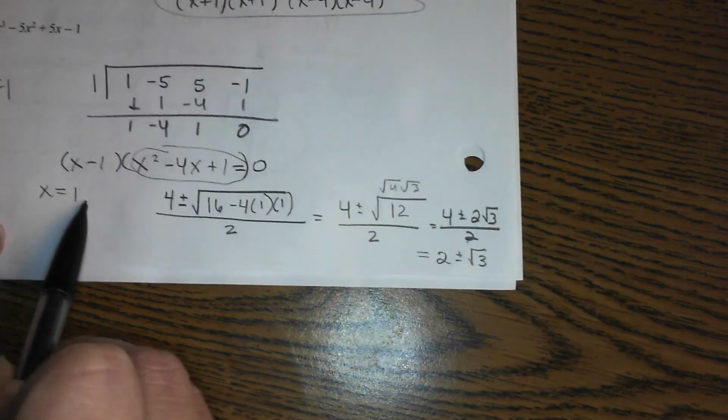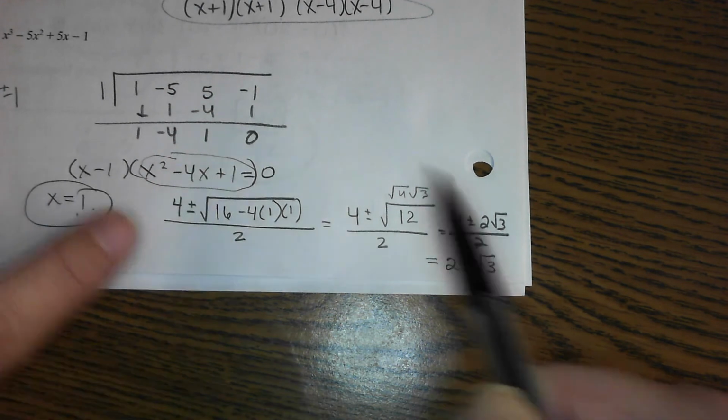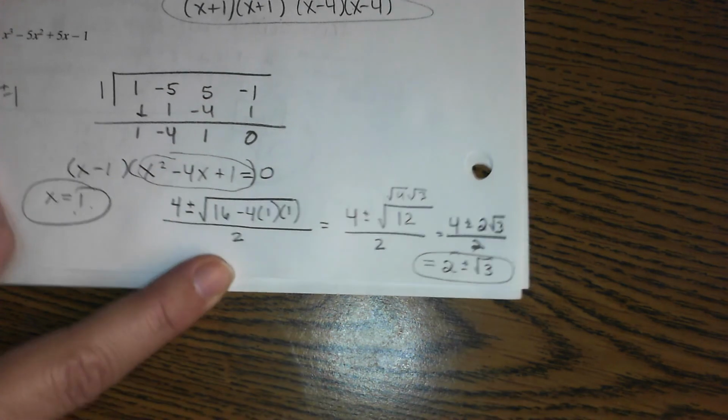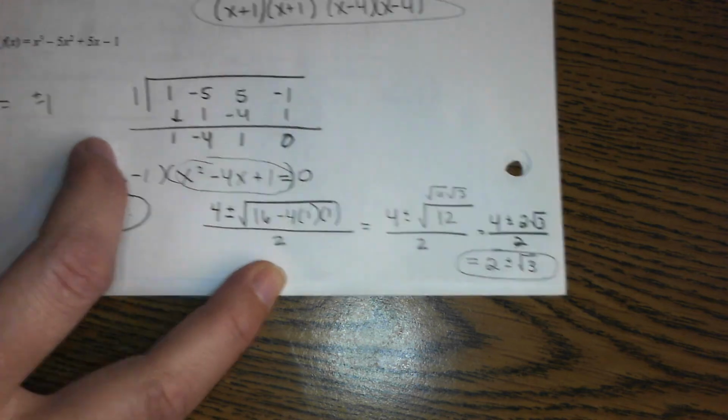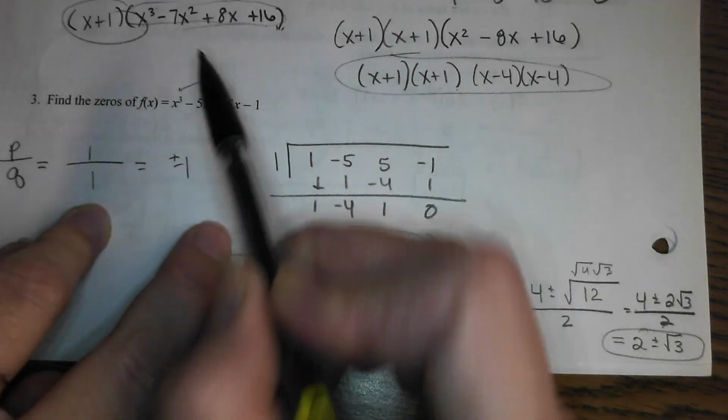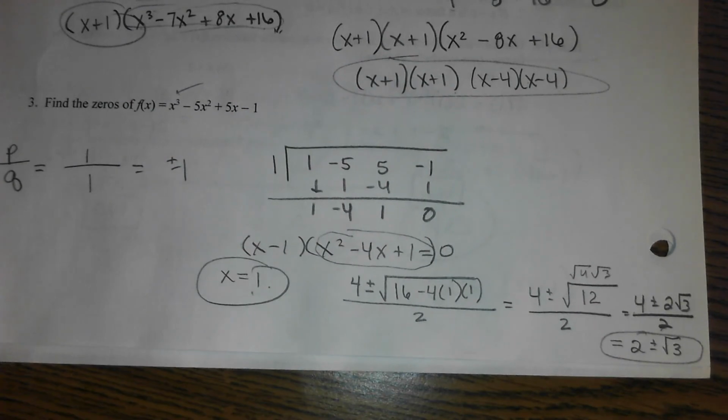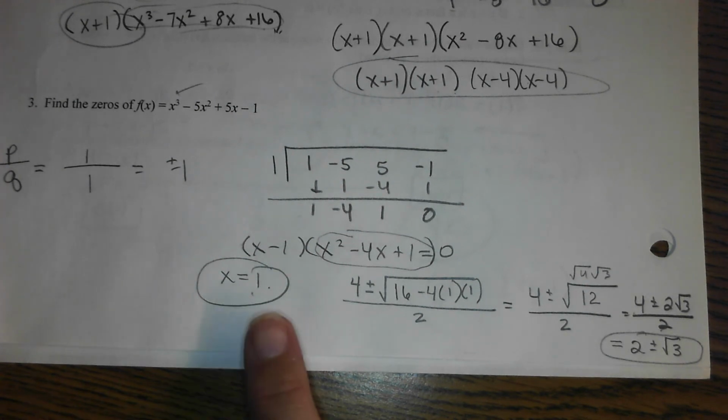So I have 1 rational root and 2 irrational roots. So all 3 are accounted for, right? I had a cubic polynomial. All 3 roots are accounted for. They're all real, but only one of them is rational. The other 2 are irrational.